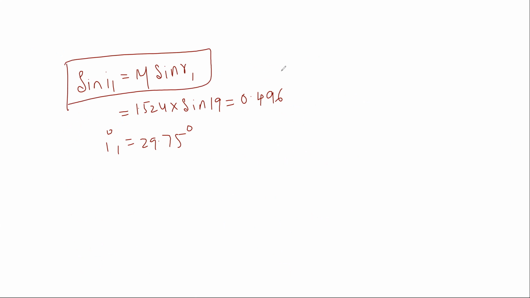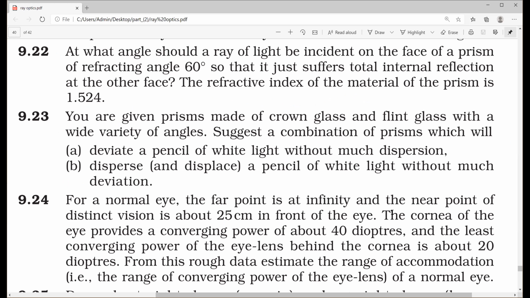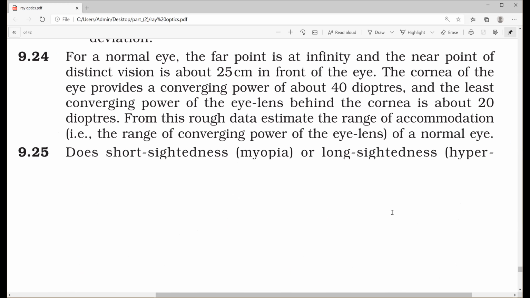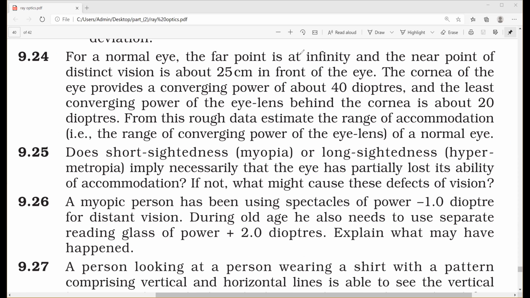So next we shall move to the next problem, that is 9.24 also. So what does 9.24 say, look. So 9.24, the question is like this.